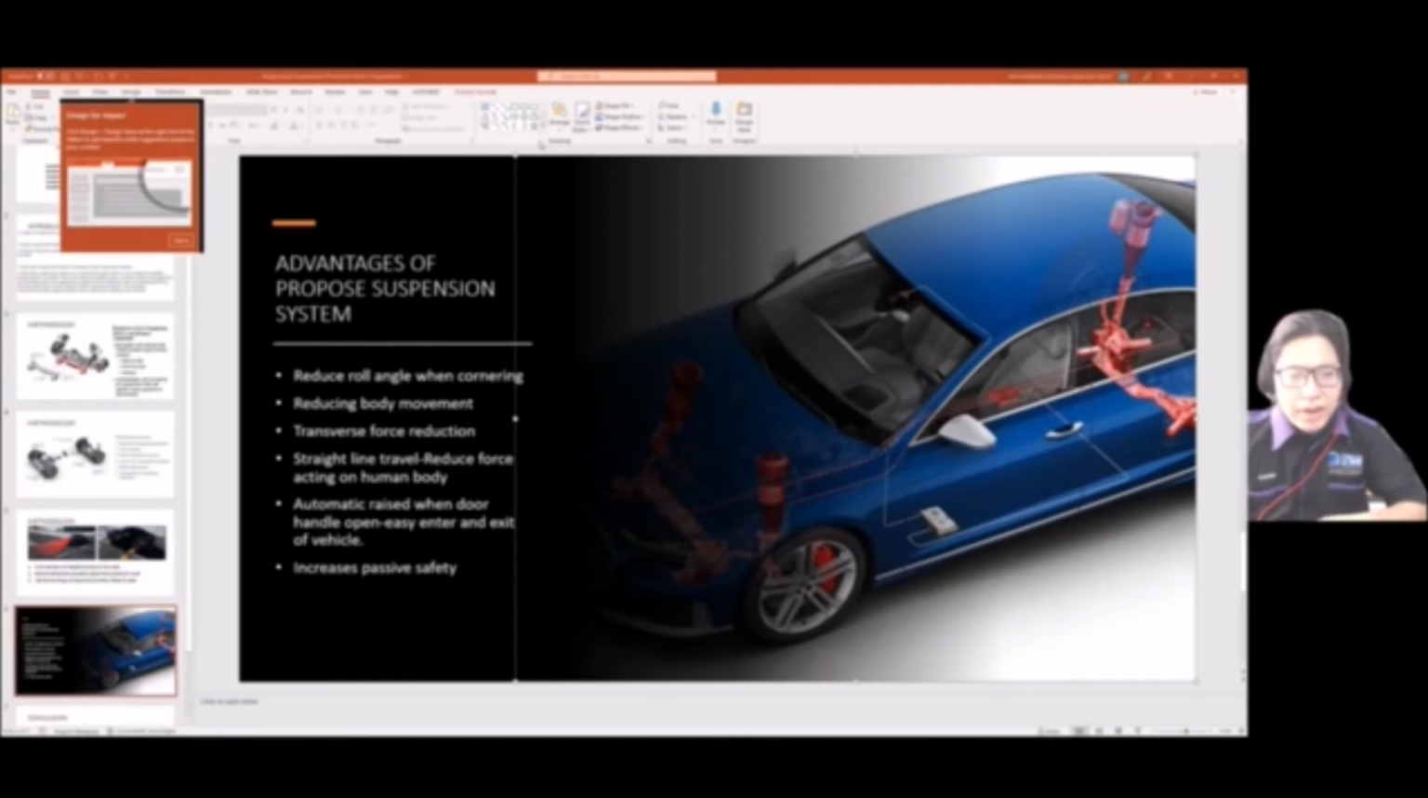Lastly, it has the ability to increase passive safety in an impending side impact at more than 35 km per hour. The active suspension raises the body by up to 80 mm on the other side of the impact. This brings the body into a better position to absorb the impact energy.